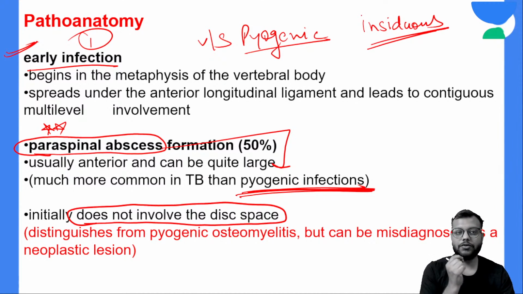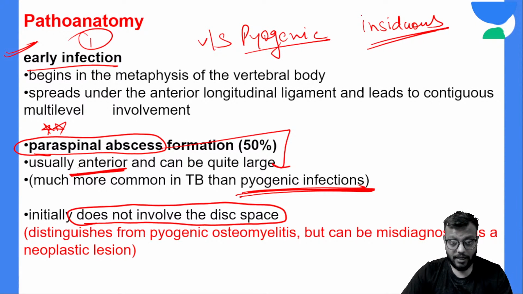But in tuberculosis of the spine, these paraspinal abscesses are seen in only 50% of cases. And remember, again they are most commonly in the anterior region. Okay, where are they most commonly? They are most commonly in the anterior region.